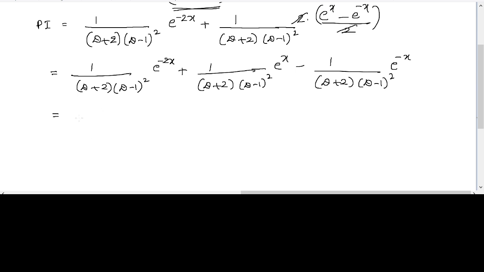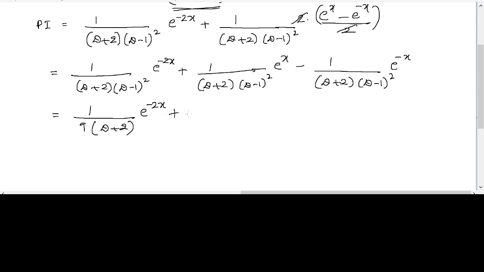So while doing that, let us take the first term in this manner: 1 by (D-1) whole square. In this term, if I replace D by -2, we are going to get (-2-1) whole square, that is (-3) whole square, that becomes 9. What is the remaining term? I'll write (D+2) into e to the power of -2x.